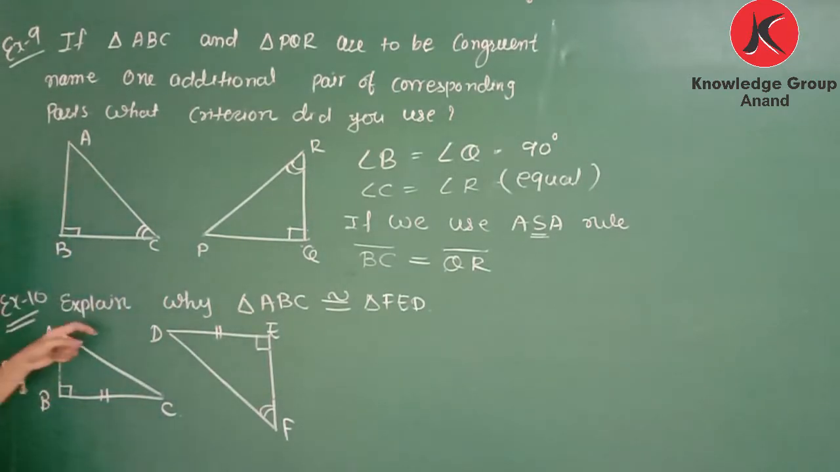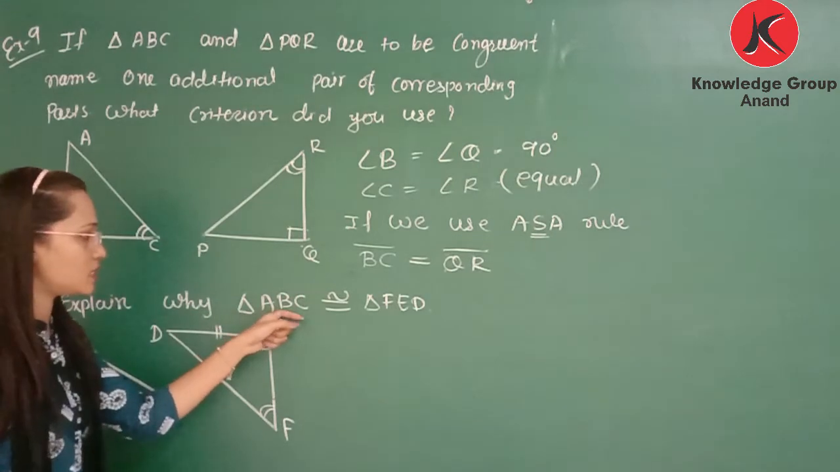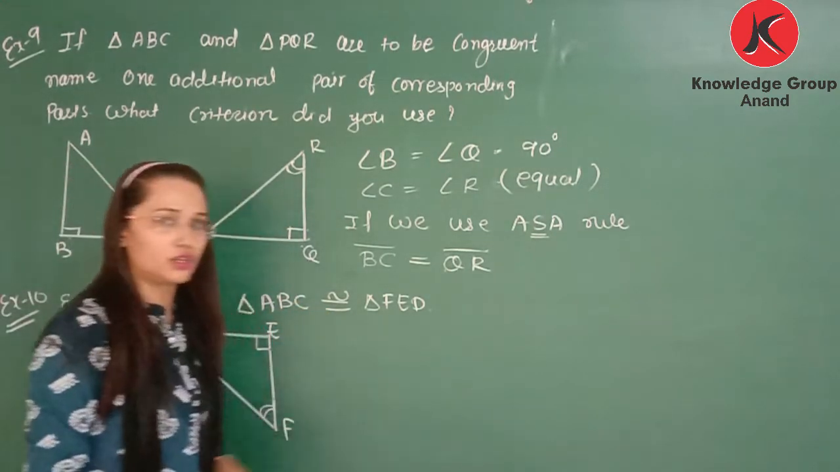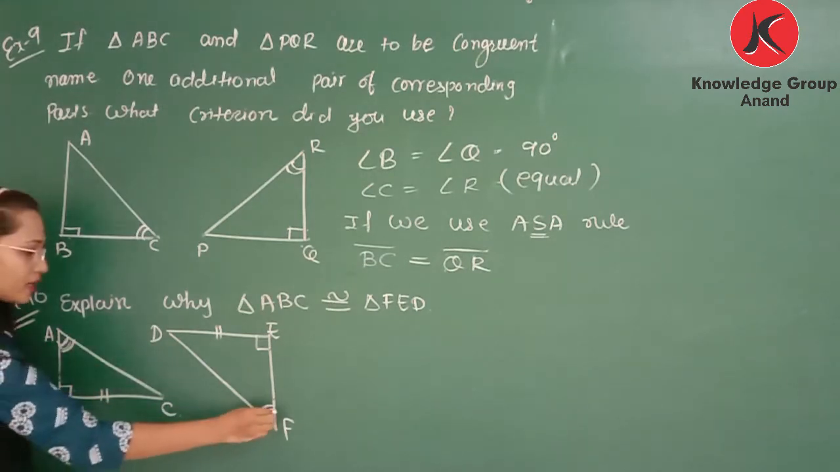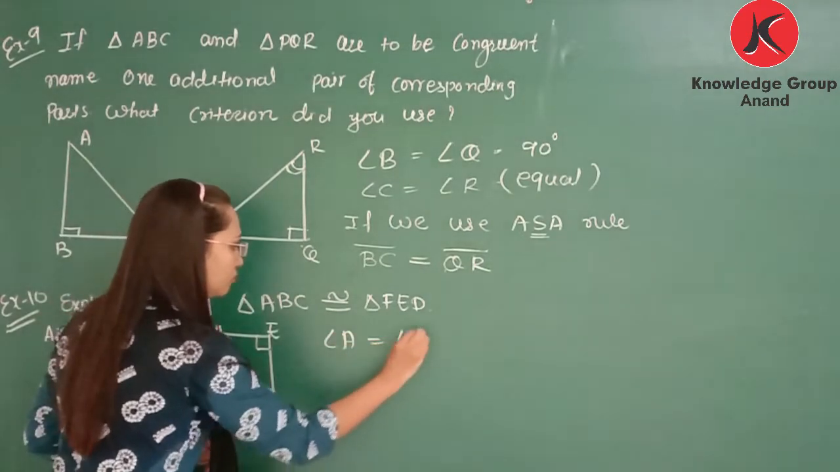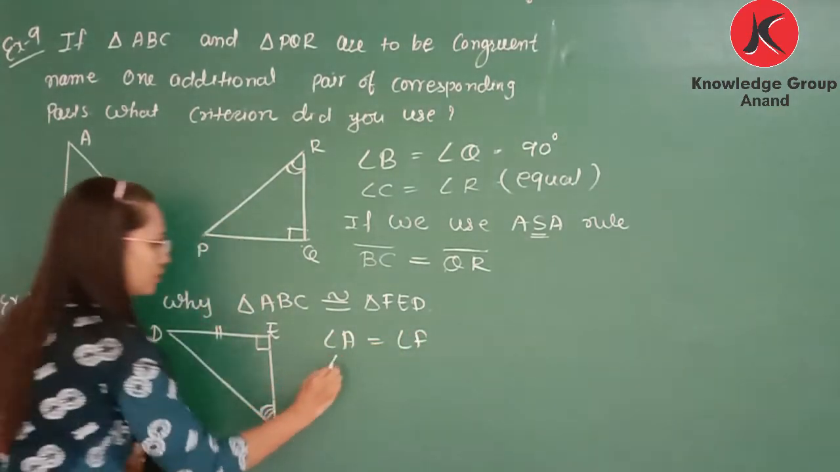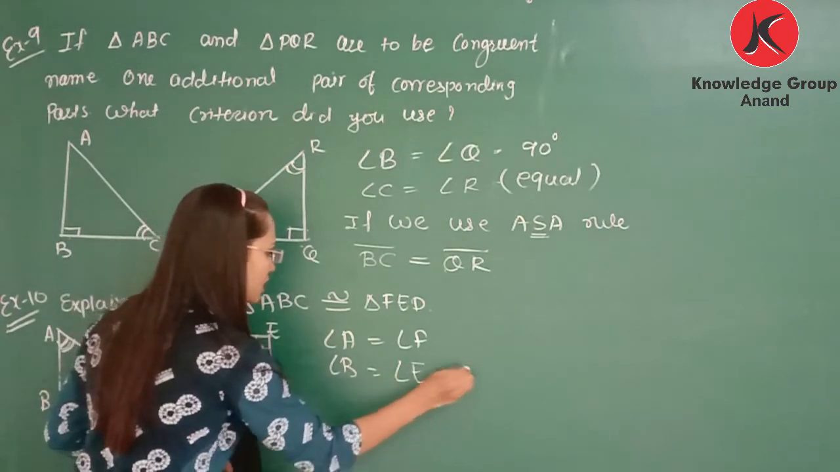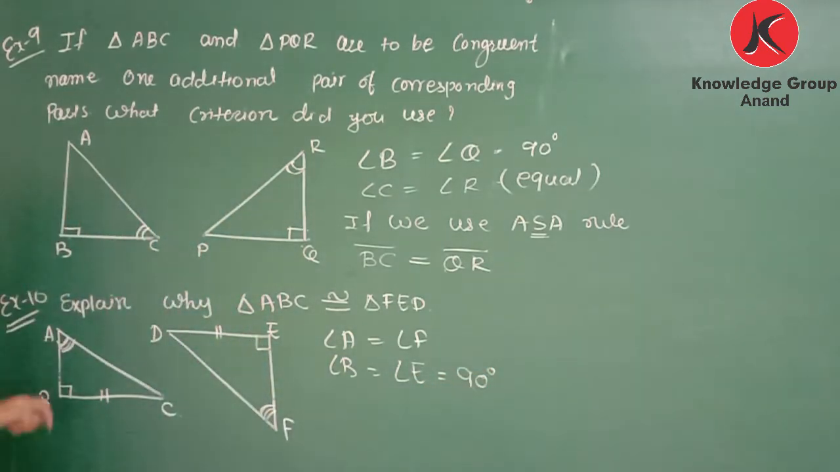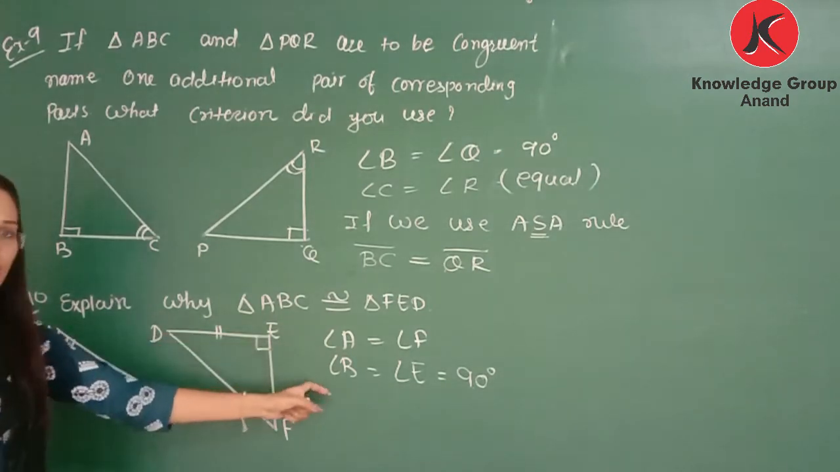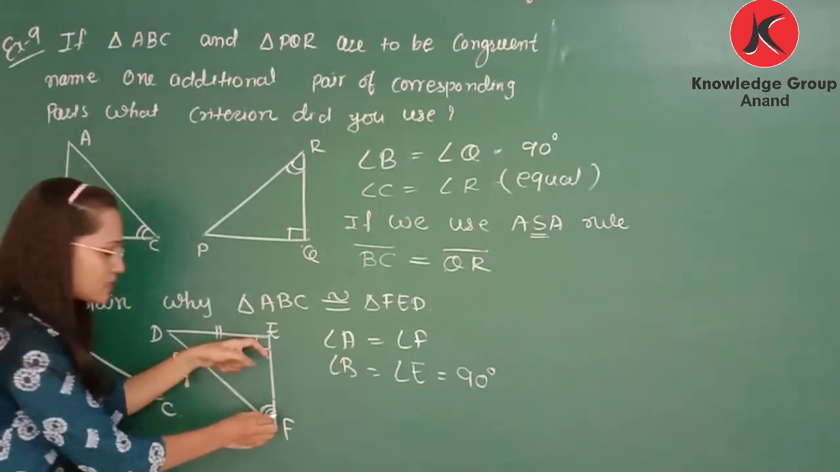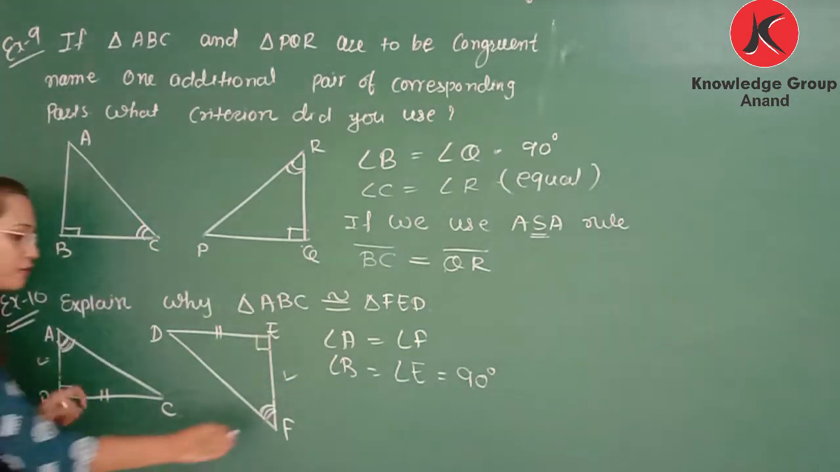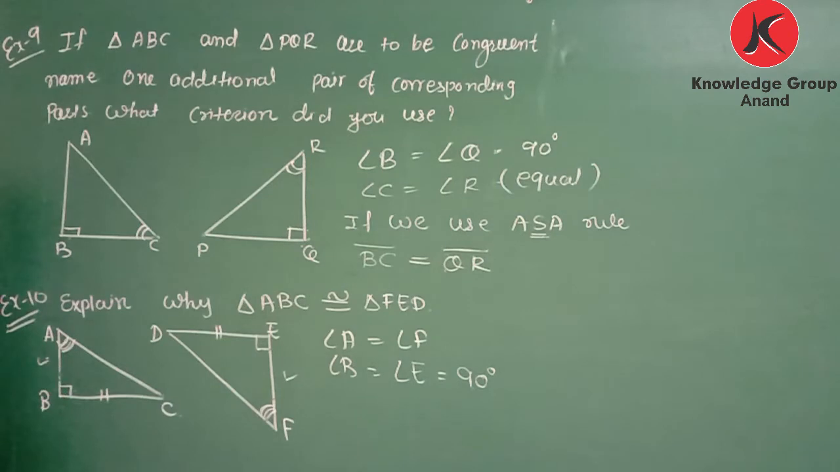Clear? Now next one. Explain why triangle ABC is congruent to triangle FED. Here this figure is given. So angle A is equal to angle F. Angle B is equal to angle E, that is given 90 degree. But here we cannot apply ASA, because two angles are given and one side is given, but the side is not the included side. These two angles are given, their included side is AB. These two angles are given and their included side is EF. But the information about EF and AB is not given.